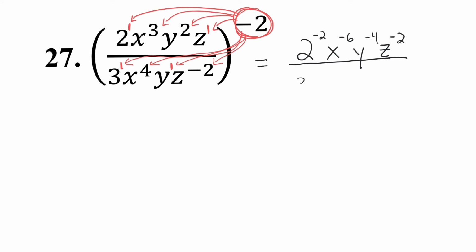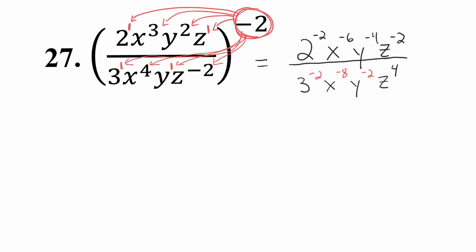So you keep the base and you multiply the exponents. And then you keep the next base, multiply the exponents. That'll be negative 8. Keep the next one, multiply the exponents. That's negative 2. And the last one will be negative 2 times negative 2 is positive 4. So you have to be careful with the signs. Check your signs. Double check when you're multiplying by a negative.